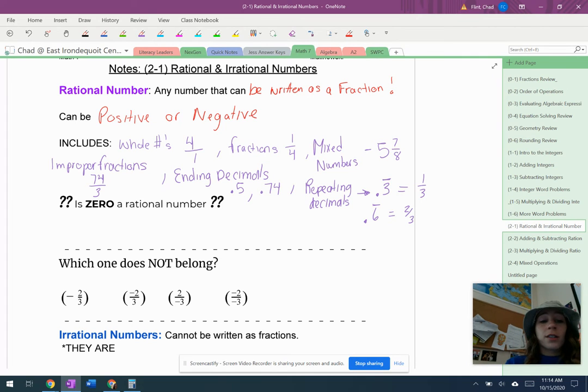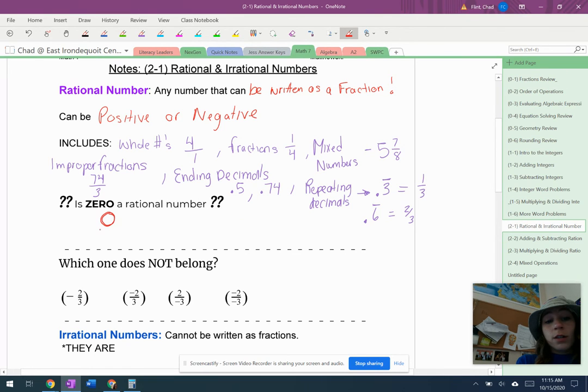This next little section here of our notes asks us if 0 is a rational number. Well, if 0 is a rational number, that means it can be written as a fraction. If I take 0, can I turn 0 into a fraction? Well, a fraction bar just means division. So is there something I can divide 0 by to get 0 back?